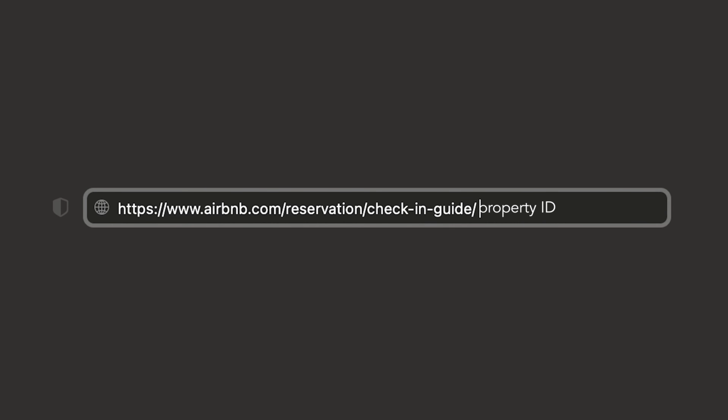And then the link to those instructions, we'll put it on the screen here so you can see it, but it's airbnb.com/reservation/check-in guide/ and then your property ID. All right, so that's Airbnb.